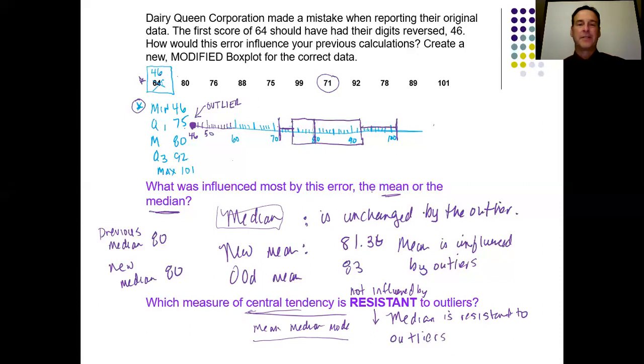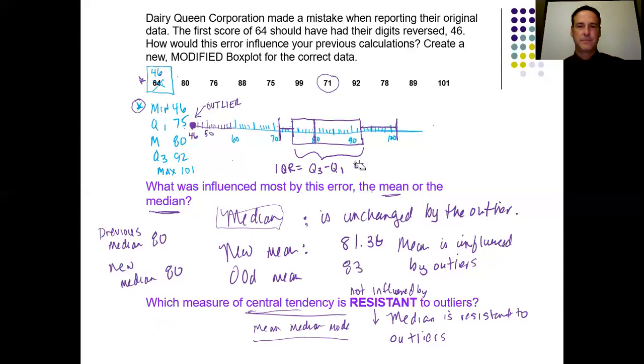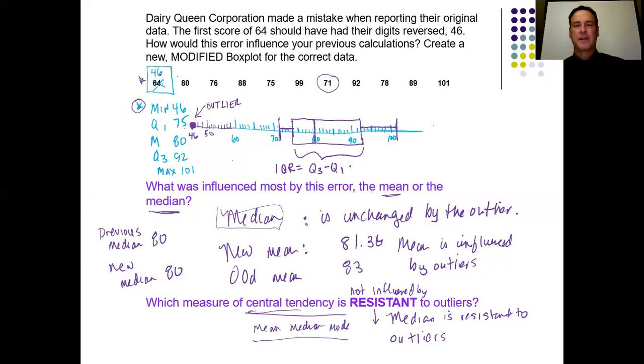Okay. Something else that is resistant to outliers, as you look at this, notice that your interquartile range, that's what this is. Okay, your Q3 minus Q1 is something that we call the interquartile range. Okay, and that is also resistant to outliers.